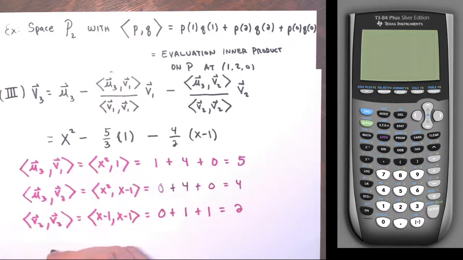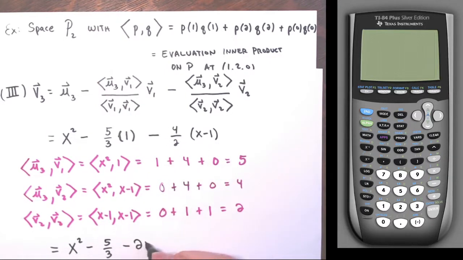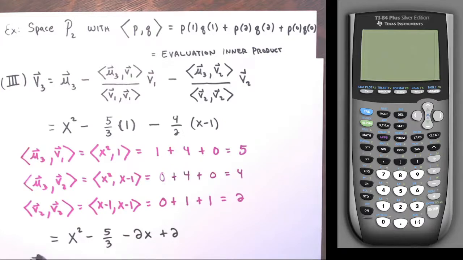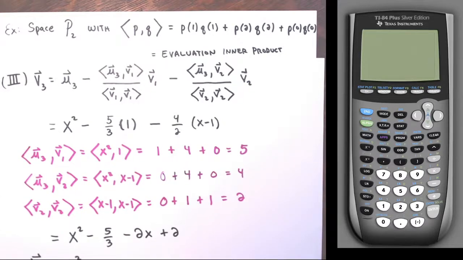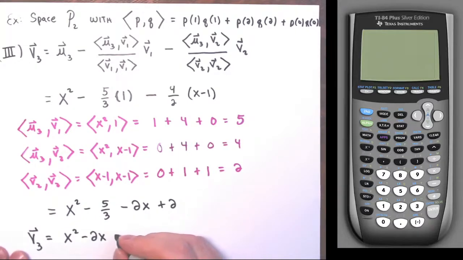Alright, and then we distribute, combine like terms here. This is x squared minus 5/3. And then this is negative 2 I'm distributing, so minus 2x plus 2. So here's v3. v3 is x squared minus 2x, and then minus 5/3, this is plus 6/3. Minus 5/3 plus 6/3 is plus 1/3. Alright, so this should be good. And hopefully we get norms that we can actually divide by, not norms of 0 here, because none of these are the 0 polynomial.